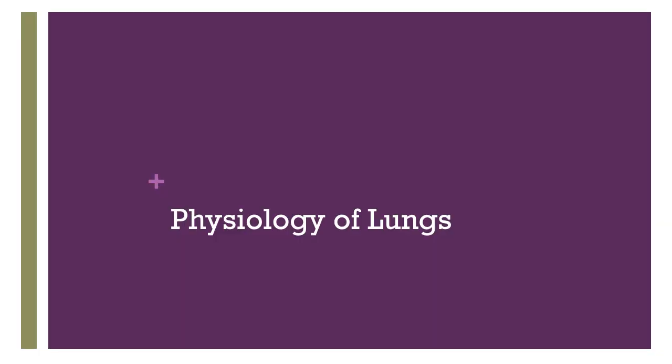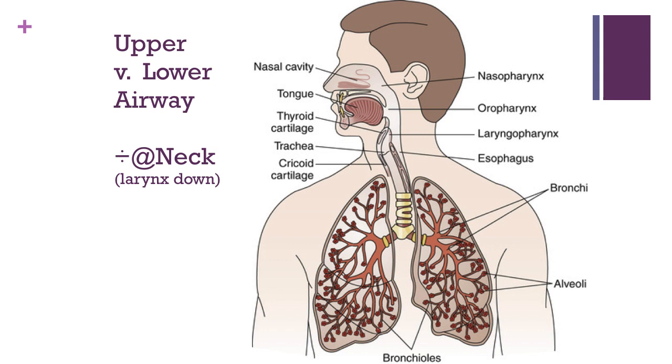So let's talk a little bit about the underlying physiology of the lungs. Very simply, as we all know from our prior nursing school, we have our upper and our lower airway, essentially dividing at the neck from the larynx down. So when we talk about upper respiratory infections, we're essentially saying neck up, and when we say lower respiratory infections, we are essentially saying neck down.